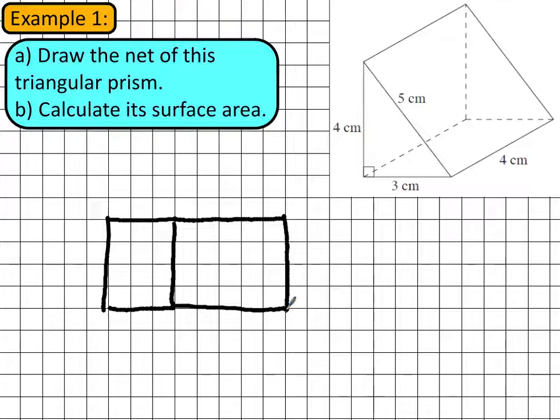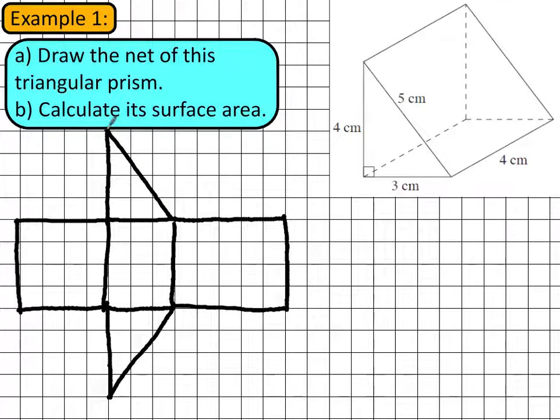The other side of the base, you've got another rectangle, which is 4 centimeters across. So let's draw that one next. So we've got 4 centimeters that way as well. Now these two meet at the top, but there's also 2 triangles as well. We've got them which are 4 centimeters in height. So we need to come 4 centimeters on both sides and then join those up. You'll use a ruler, as I say, to make that perfect. And that is the net of the triangular prism in front of us.